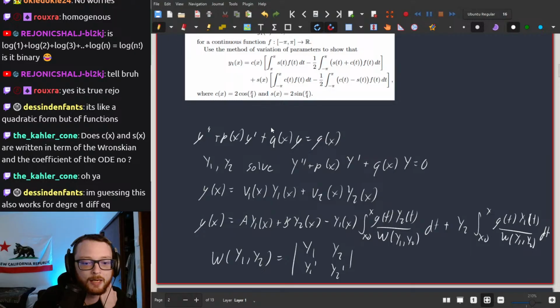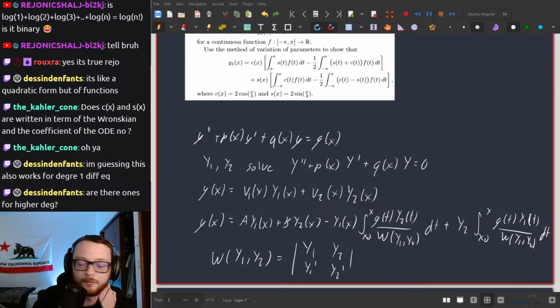Maybe it works for degree 1. I never thought about it. It probably would give you the same thing as an integrating factor if it does work, is my guess. I doubt there's ones for higher degrees. Probably get more complicated.